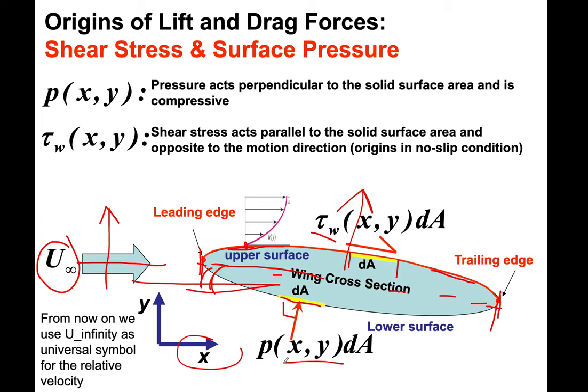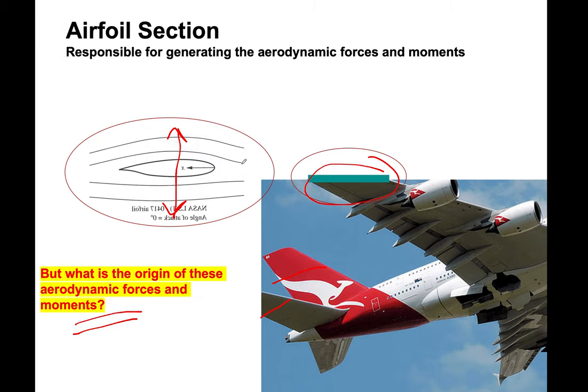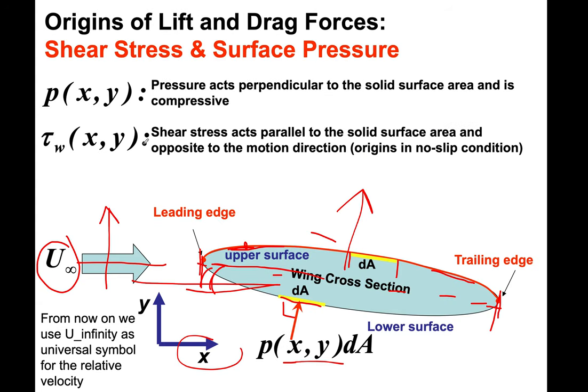And what causes the pressure? As we will see, it's a Bernoulli pressure. It comes from the streamline pattern. A change in the streamline pattern and the pattern of the flow direction and velocity around the wing in turn turns into a pressure. So these are the two fundamental sources, origins, of the aerodynamic forces: the shear stress, which comes from viscosity, from the no-slip condition, and the pressure, which comes from the velocity variation around the wing.